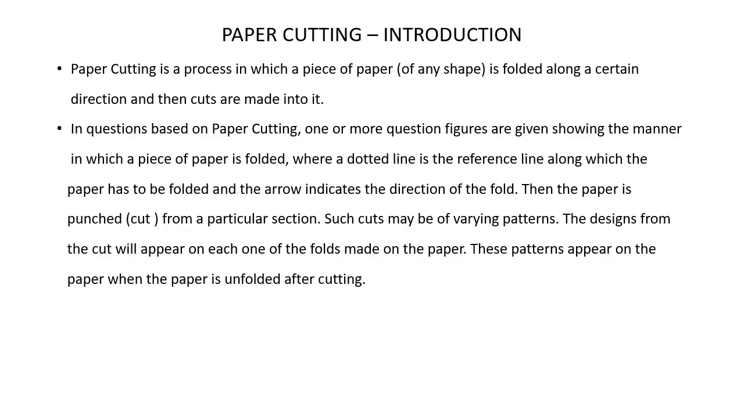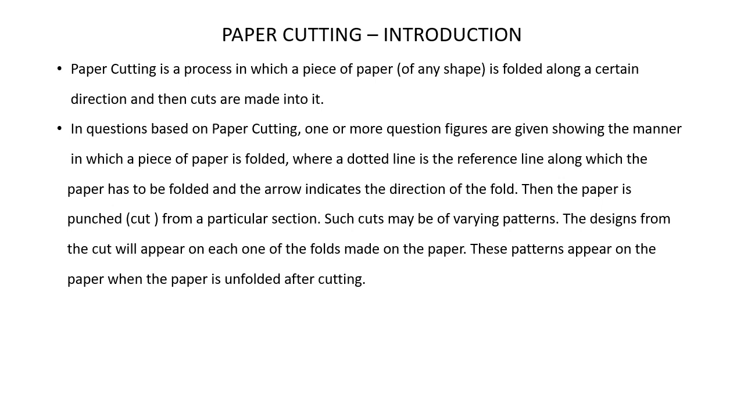So let's understand the basics of paper cutting. Now, paper cutting is a process in which a piece of paper of any shape is folded along a certain direction and then cuts are made into it. In questions based on paper cutting, one or more question figures are given showing the manner in which the piece of paper is folded, where the dotted line is the reference line along which the paper has to be folded and the arrow indicates the direction of the fold.